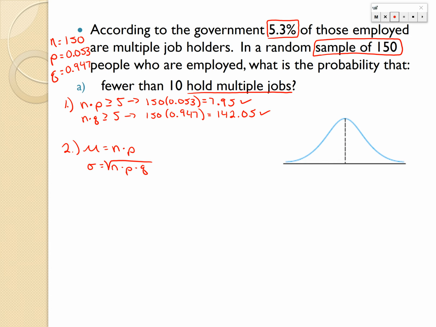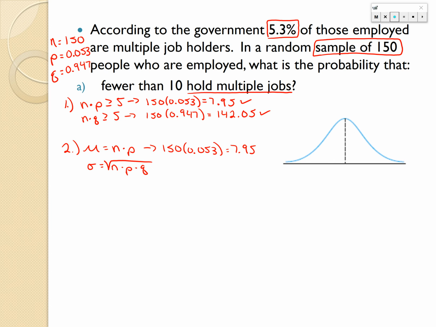The mean we actually already found above, but I will rewrite it here. Just checking in step 1, having to do N times P to see if it's greater than or equal to 5, you've actually found your mean as well. So you really don't have to redo that for number 2. I just label it as my mean.